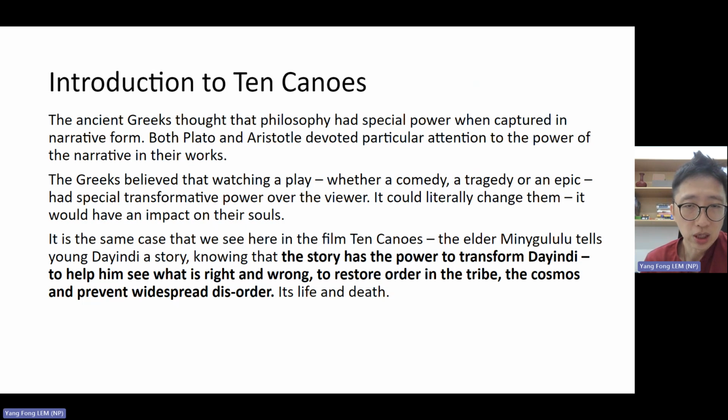So it's the same case that we see in the film Ten Canoes, where the elder tells the young kid a story, knowing that the story has the power to transform, to help him see what is right and what is wrong, to restore order, the cosmos, and to prevent widespread disorder. It can be a matter of life and death. So that is the power of storytelling, the power of narrative. There is a kind of similarity between Western thought and indigenous Australian thought. They believe in the power of storytelling and its transformative effect on the viewer.